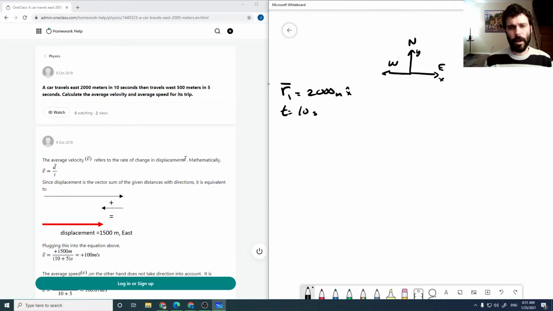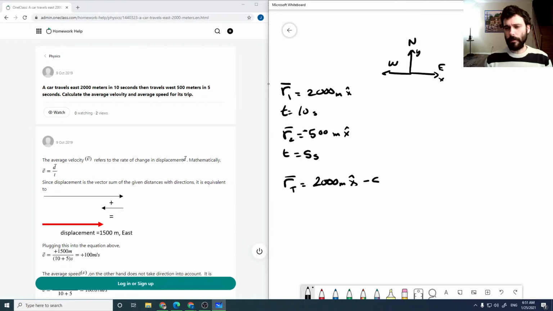It then travels west for 500 meters. So minus 500 meters in the x hat, and my time is 5 seconds. So then my total displacement is 2,000 meters minus 500 meters, which is 1,500 meters in the x hat.